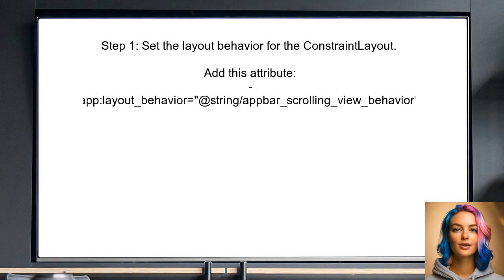To prevent the app bar layout from overlapping the constraint layout, the user should ensure that the constraint layout has the correct behavior set. This can be done by adding the app layout behavior attribute to the constraint layout.